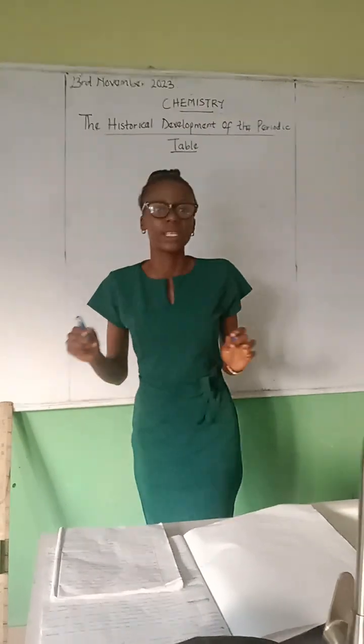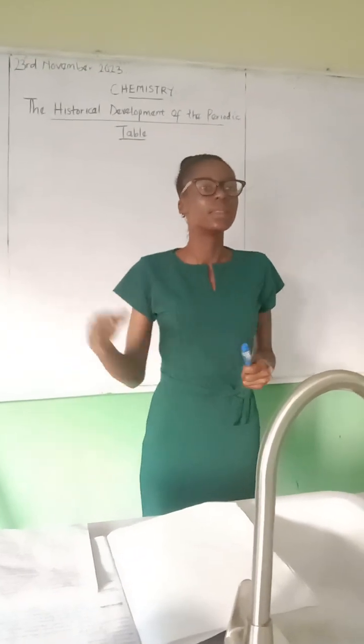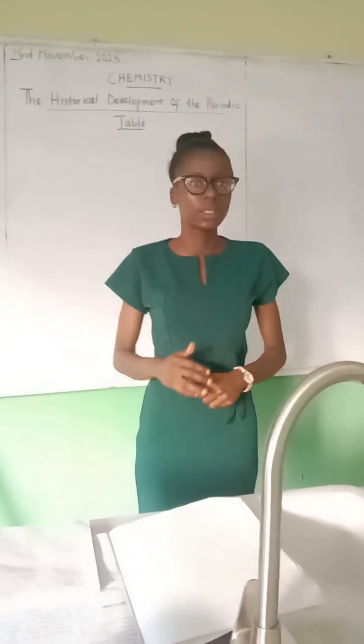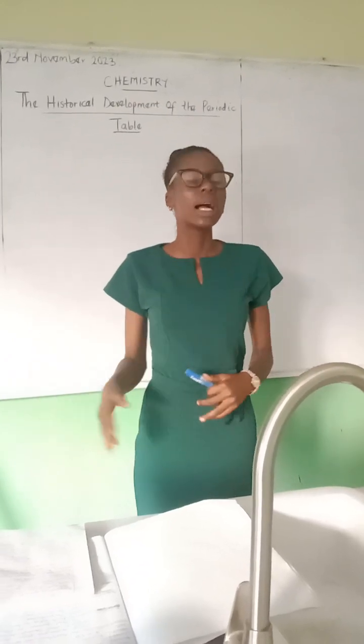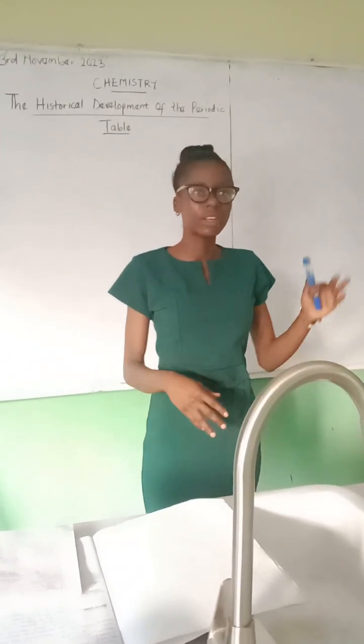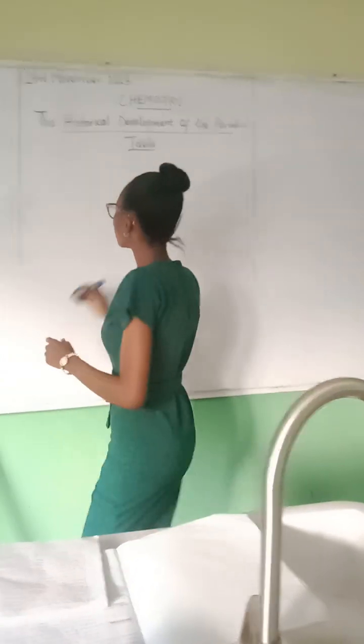And today's objectives are three. The first is to explain the historical development of the periodic table. The second is to explain the modern periodic law. And the last is to explain the arrangement of elements in the periodic table. So I'll put down the objectives.